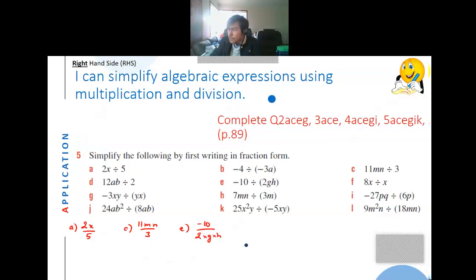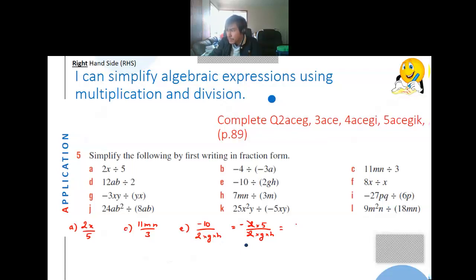Now, 2 can go into 10, right? And 2 can go into 2 as well. So again, I am going to ignore the negative sign here for a little bit. So I'm going to write it at the front here. Okay, I'm just going to leave it there by itself for now. 10 is 2 times 5, right? And we have 2 times G times H. So what do we have common at the top and at the bottom? It's 2. So cross out a 2.